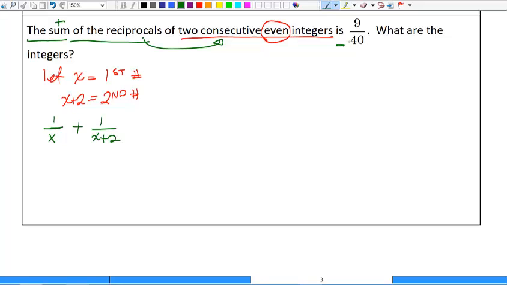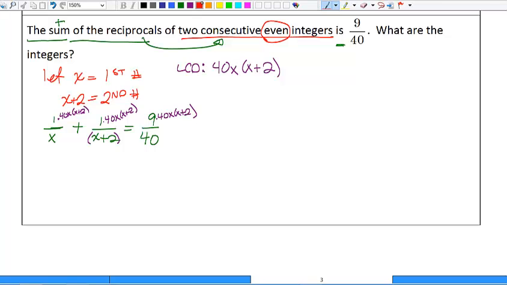Then I keep reading. It says is. Is means equals 9/40. And now I have an equation. So this is a rational equation, and I need to find an LCD in order to get rid of all of those denominators and get them in the numerator. So my LCD looks like 40x times x plus 2. Once I have the LCD, I'm going to multiply every single numerator by the LCD. That should eliminate all of the denominators if we picked our LCD correctly.